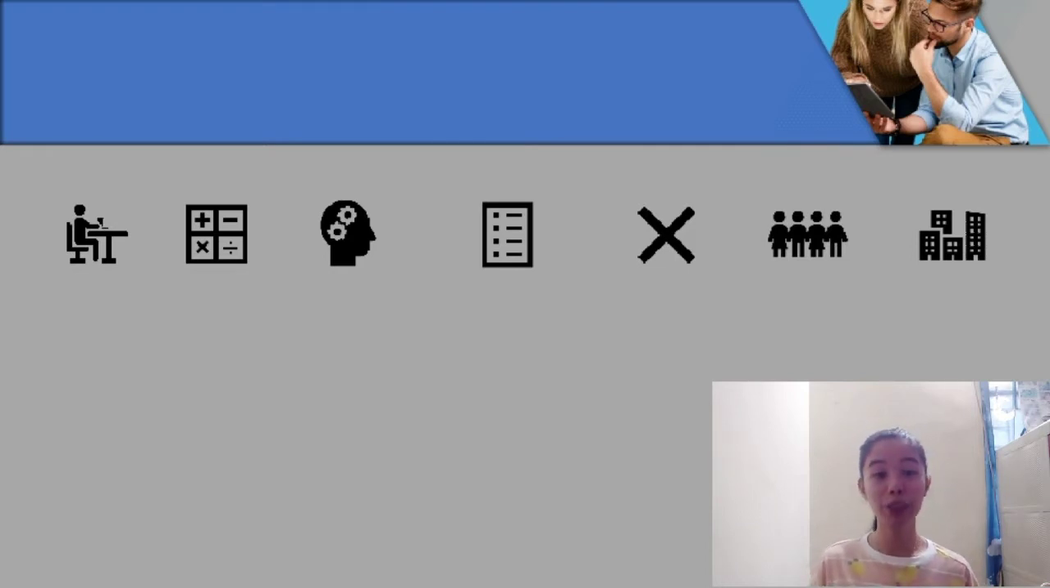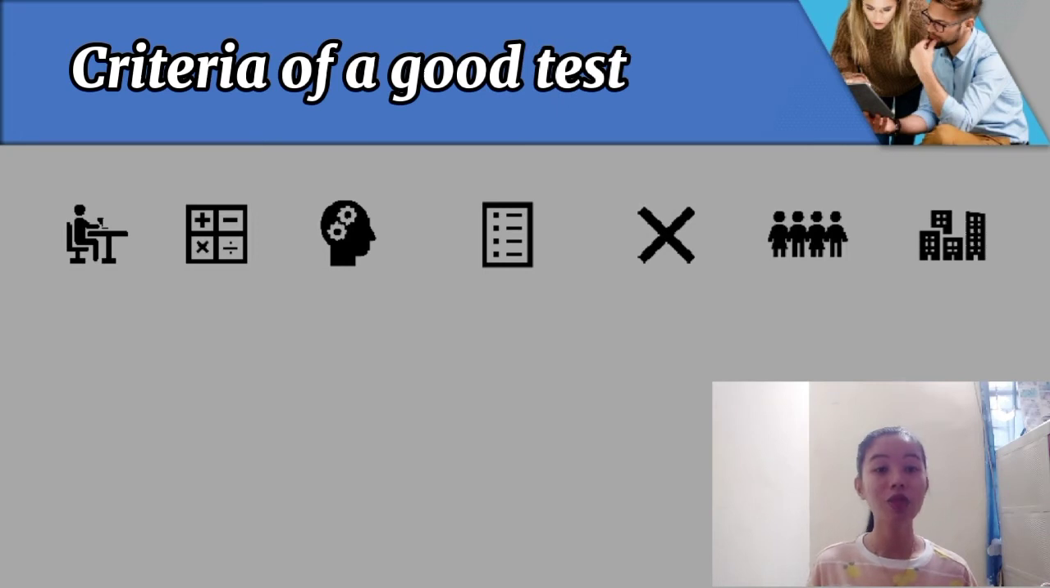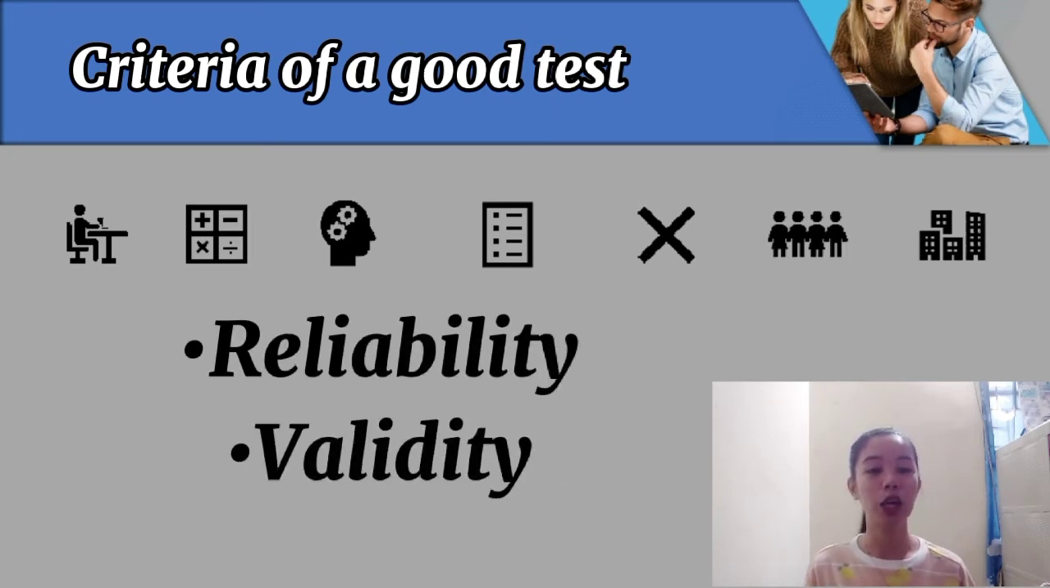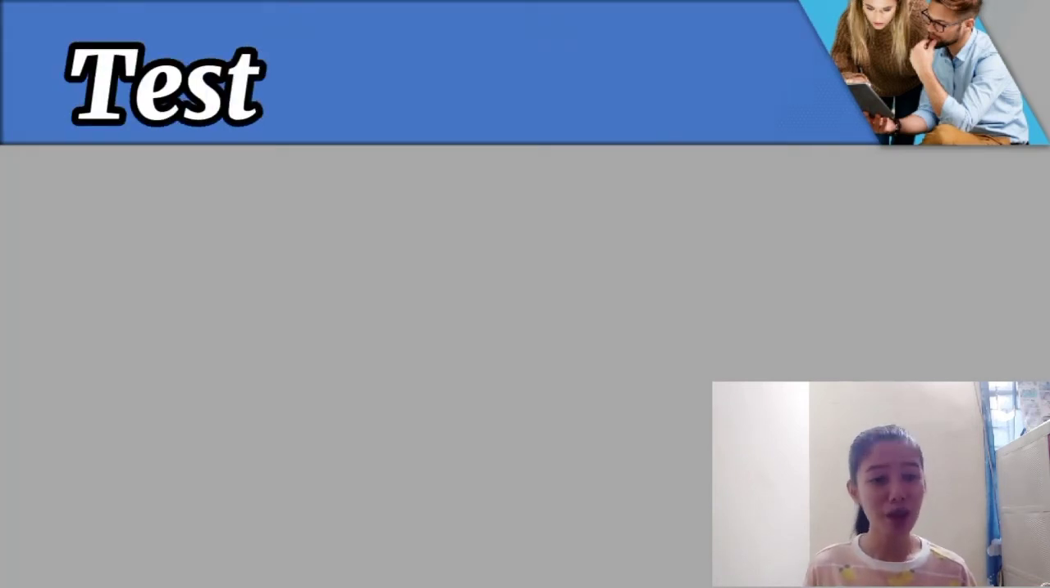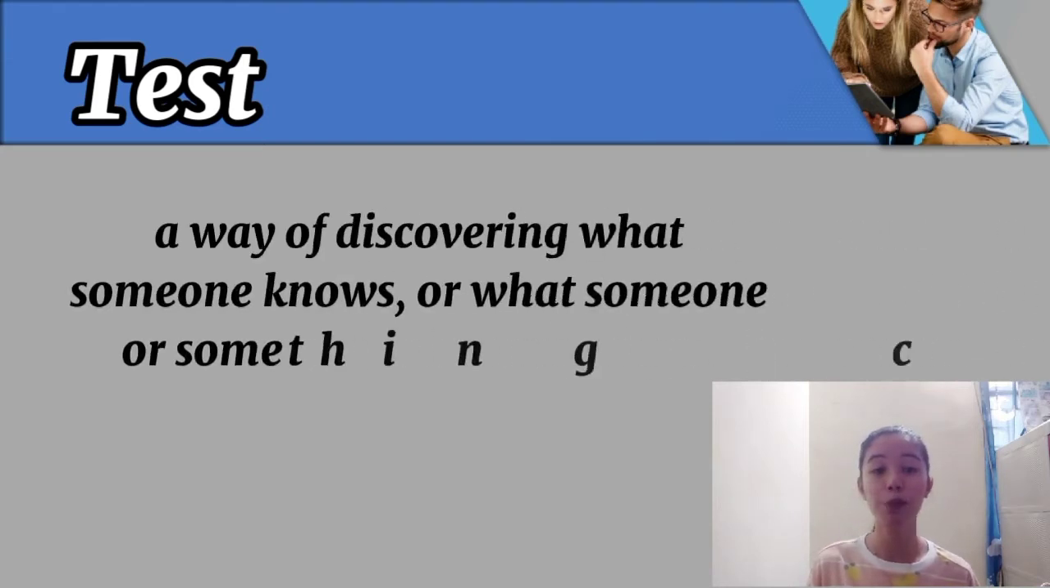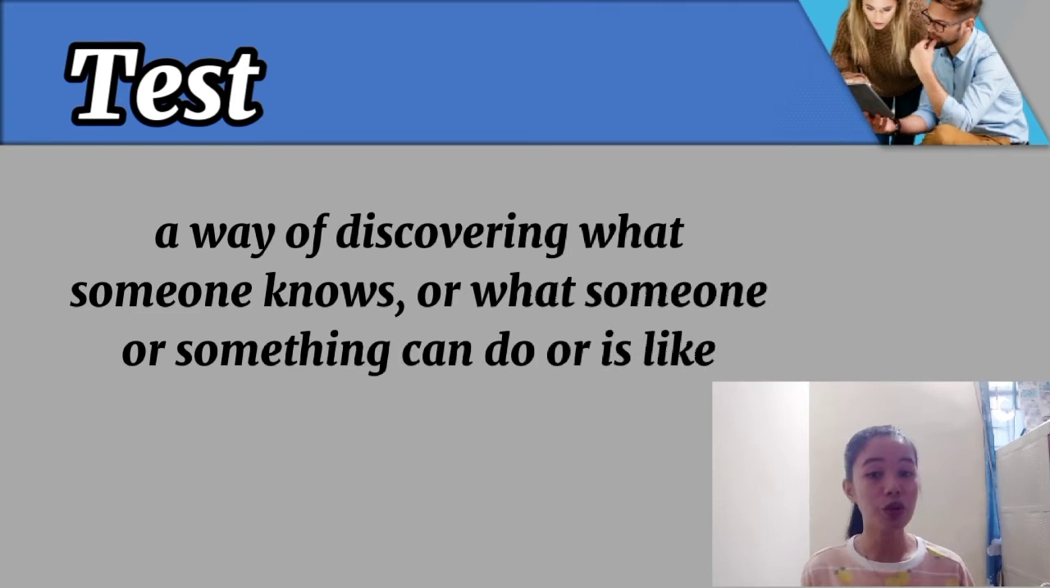And now that we're through with the 7 assumptions about psychological testing and assessment, let us now proceed to the criteria of a good test, which also covers reliability and validity, the topic outline of this report. So before I proceed to the main topic, I will first give a brief description of the word test. I know for sure that all of us know what a test is. We have experienced it already, especially as students. A test is a way of discovering, by questions or practical activities, what someone knows or what someone or something can do or is like.